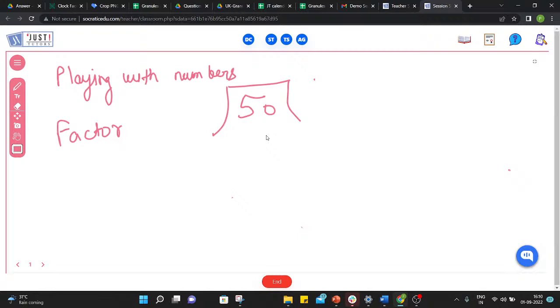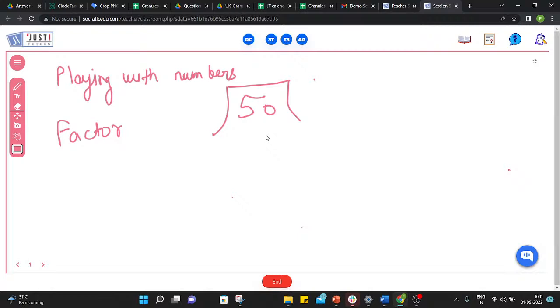So let me ask you something. Do you know what odd numbers and even numbers are? I'm sure you must have heard about it. If you observe 50, you will see that it is an even number. Why is it an even number? Because in an even number we have either 2, 4, 6, 8 or 0 in the ones place value, and here we have 0 in the ones place value, that is why it's an even number.